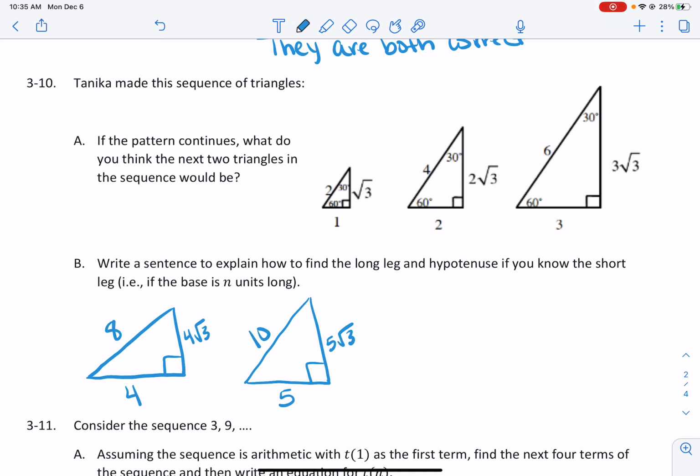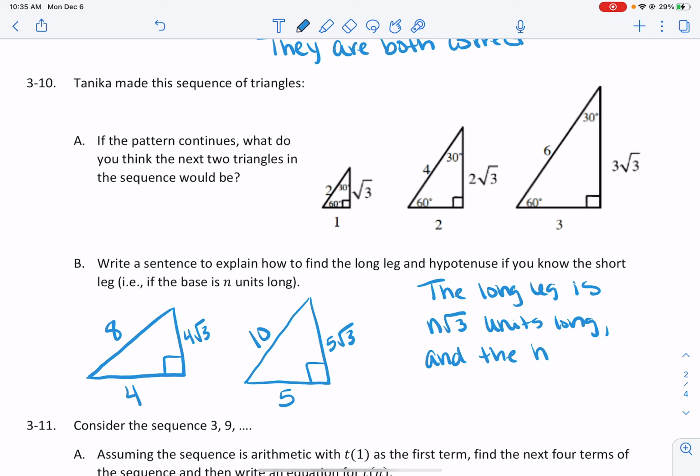Okay? And to answer part B, to explain it, the long leg is n root 3 units long, and the hypotenuse is 2n units long. Okay, so I'll give you a second to write that.